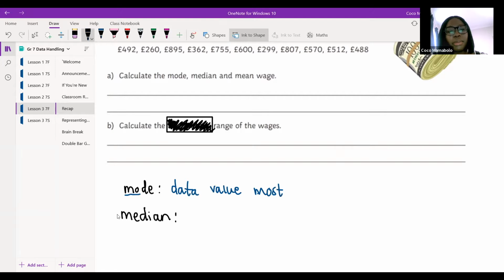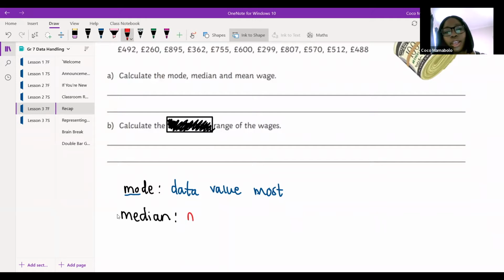Anybody remember what the median is? This one also sounds like the word that we're looking for. Median tells us which data value. You guys remember? Anybody remember what the median was? That's it, Keisha. Okay, it's the middle number.